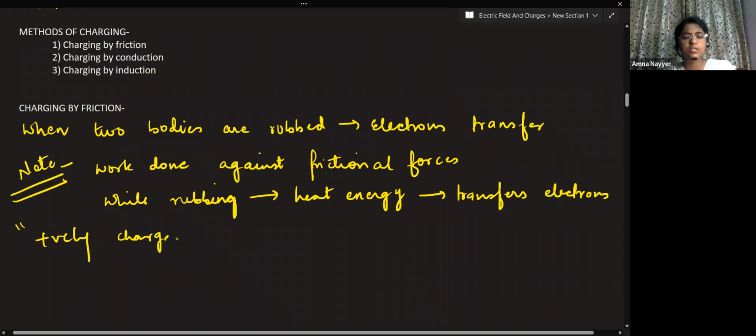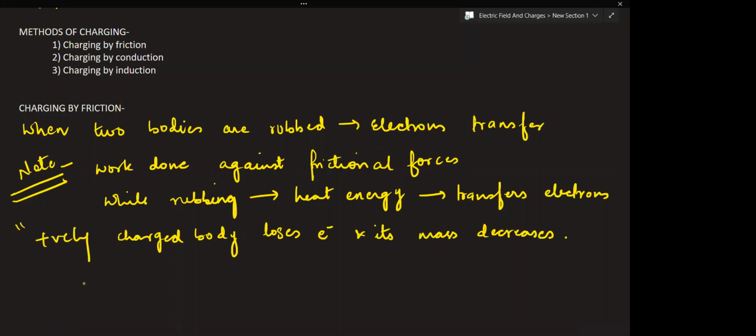Positively charged body loses electrons and its mass decreases. So this is the basic phenomenon of charging by friction.